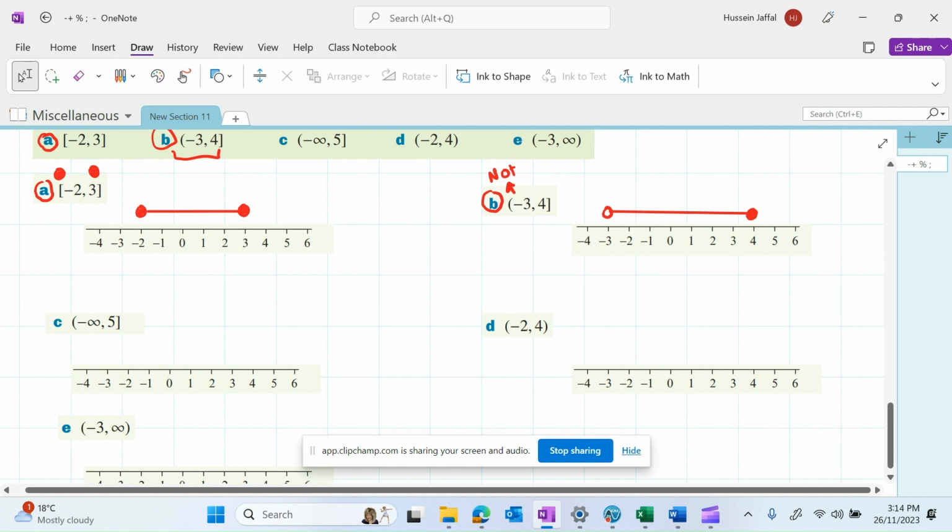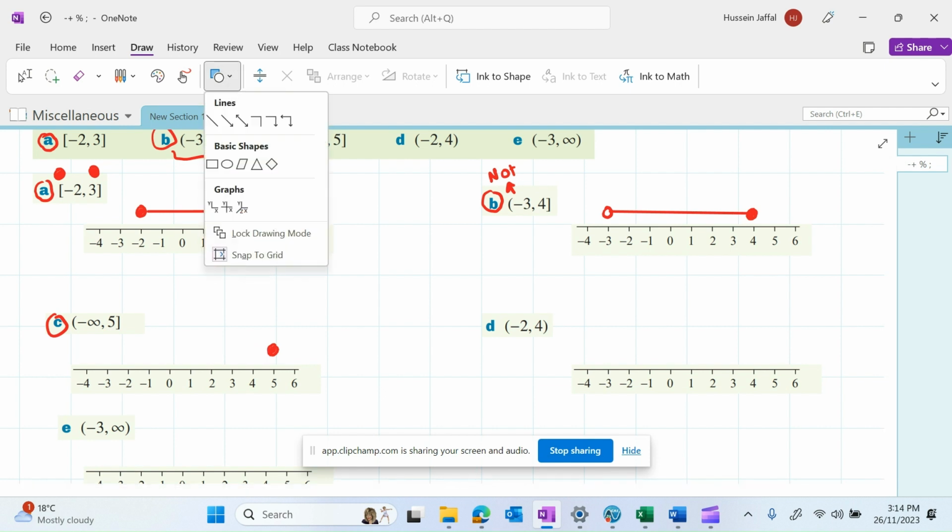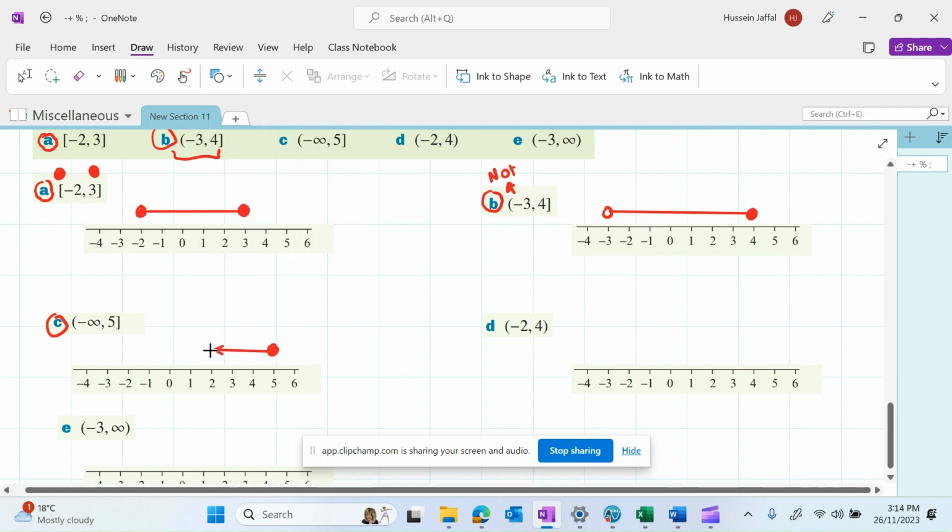Let's go to part C. In part C, you have from -infinity to 5. Let's go to 5 first, which is the upper boundary. At 5, you have a square bracket. That means you close the circle at 5. And because you have -infinity, it means that all the values that are below 5, and towards -infinity like that.